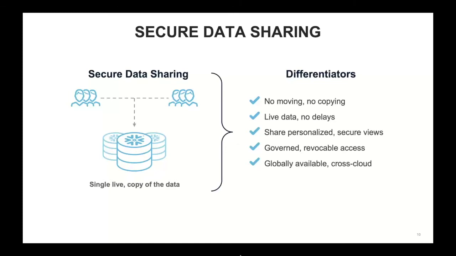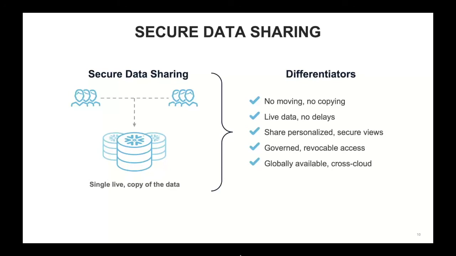Because of this, the data provider can issue live data with no delays to any updates of the underlying data sets. And they have full control over what exactly is being shared to data consumers. And they have full visibility and confidence on what exactly is happening and how their data is being consumed at any time.